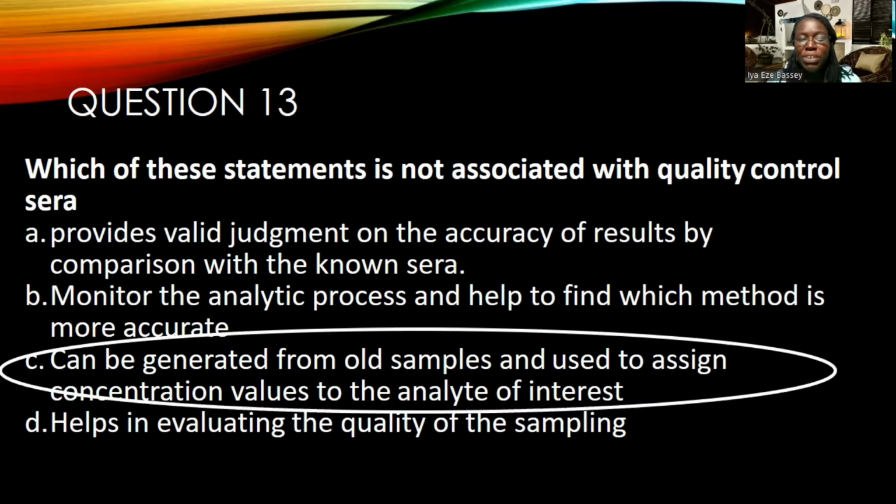You do not generate it from all samples. All samples are already deteriorated. So why would you do that? And you cannot use it to assign concentration values to the analyte of interest because it is not a standard. It is a control. You use it to judge the accuracy of the test you're doing, and the analytical process through which that result is being produced.